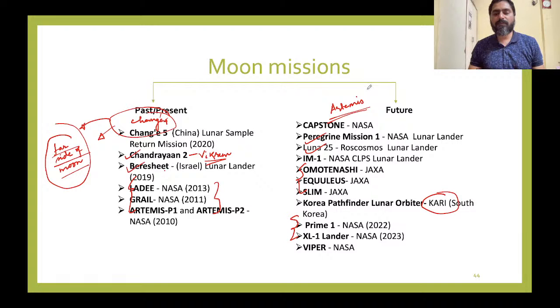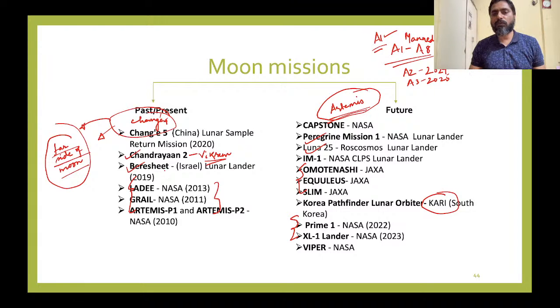The most important mission among these moon missions is the Artemis mission. It is said that from Artemis 1 to Artemis 8 these missions will be sent. So what is the significance of the Artemis mission? It will be a manned mission. We have already sent Artemis 1, and we are planning to send Artemis 2 by 2024, and then Artemis 3 by 2025.